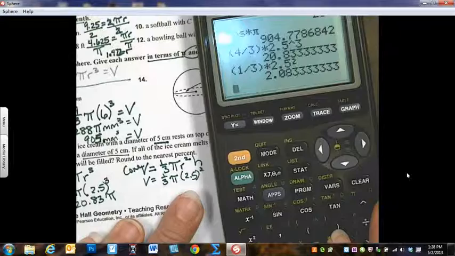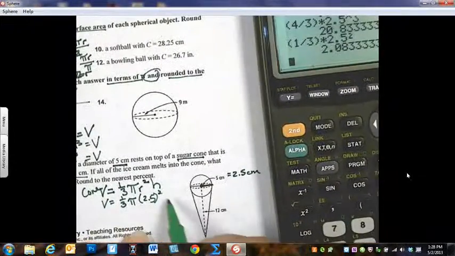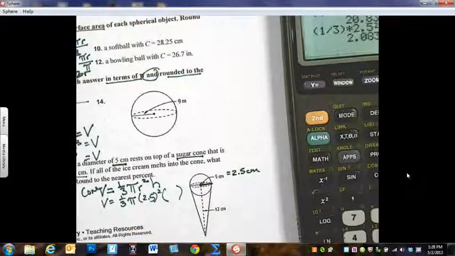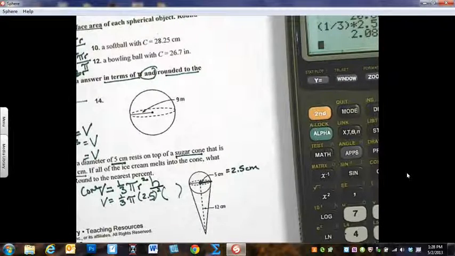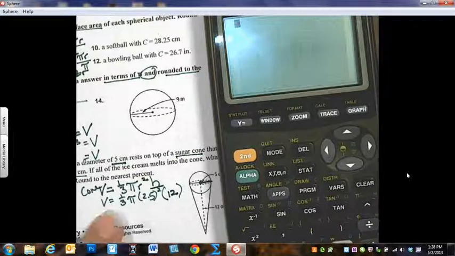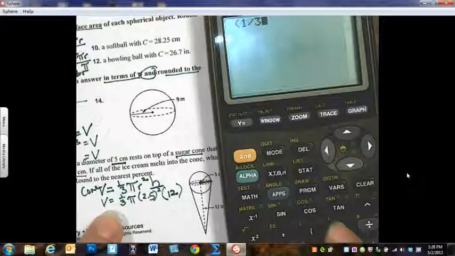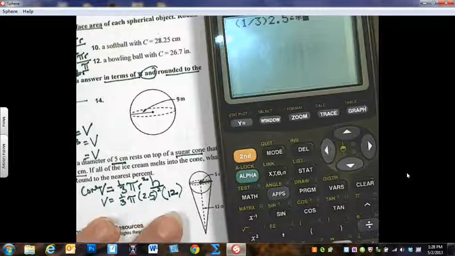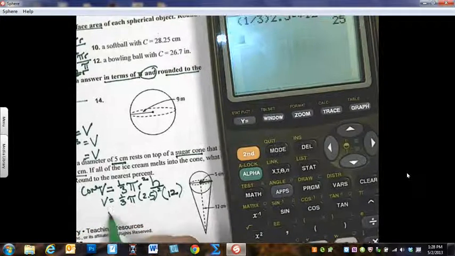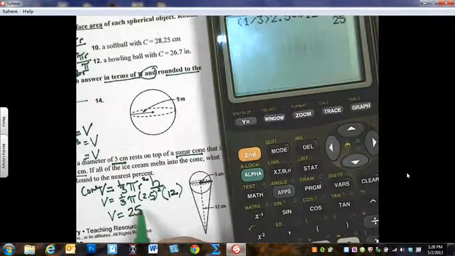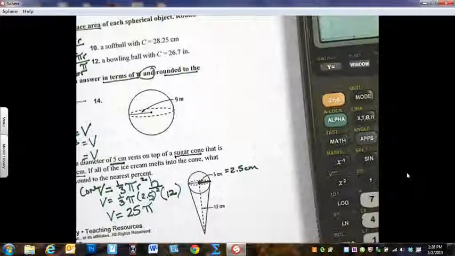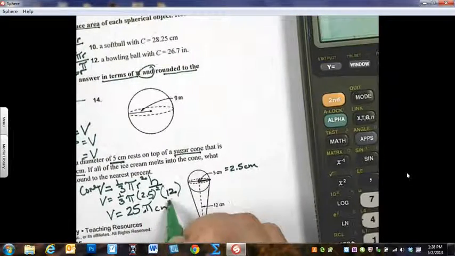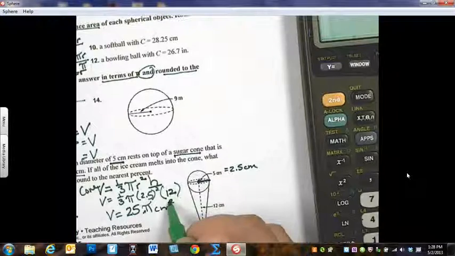Oh, and we didn't do the height. Huh, I forgot that. That can't be right. We forgot this h, didn't we? How tall is the ice cream cone? 12. So I'm going to clear this and we'll put that whole thing in again. 1/3 times 2.5 squared times 12. So my volume of my cone is 25 pi. Now it is also in centimeters, so that's centimeters cubed, because volume is cubed.